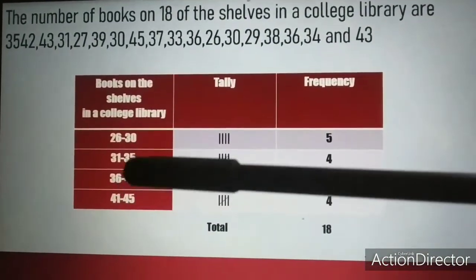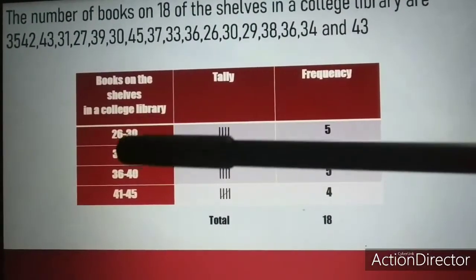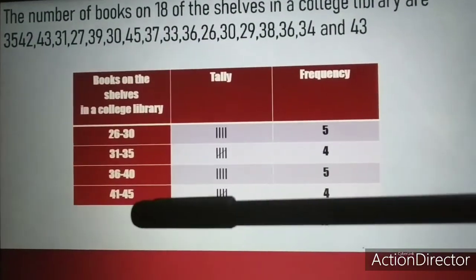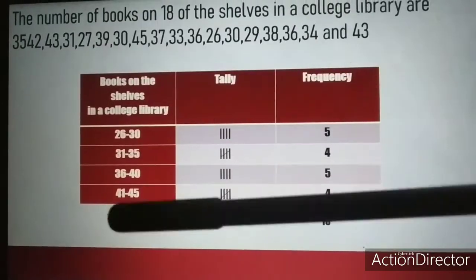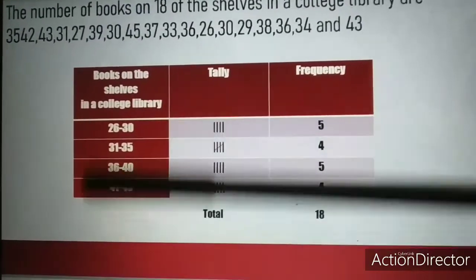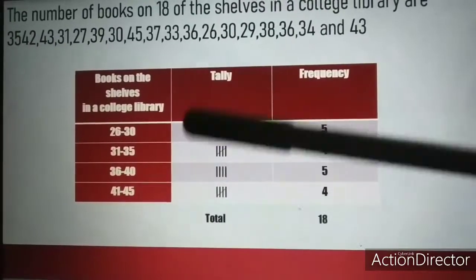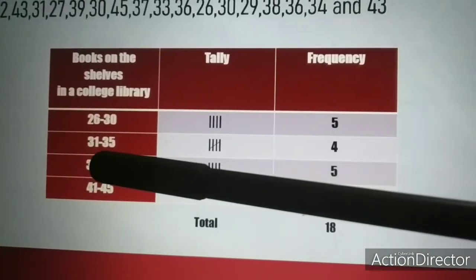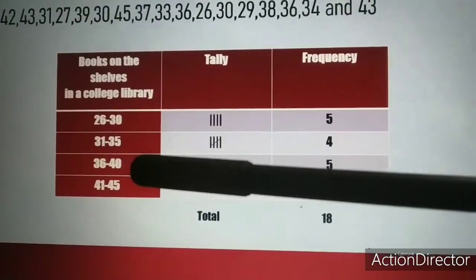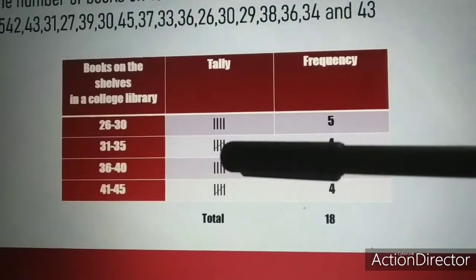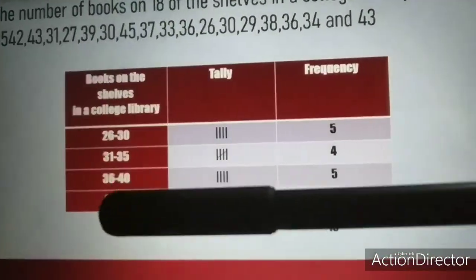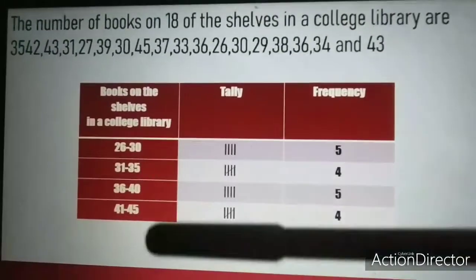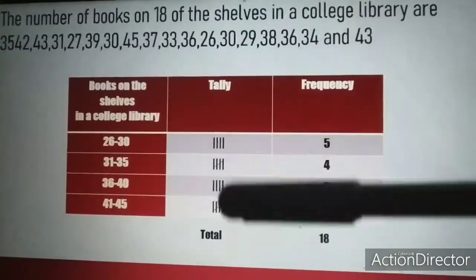If the group is not mentioned, then we can make our own groups. First we will find the smallest number in the given data and then the highest number in the given data, and in between these we will make groups of 5 or groups of 10 as per our convenience. So the first number is 35. 35 comes in the group 31 to 35, so you enter the tally mark over here. Next one is 42. 42 comes in the group 41 to 45. So this procedure goes on and you enter the tally marks.